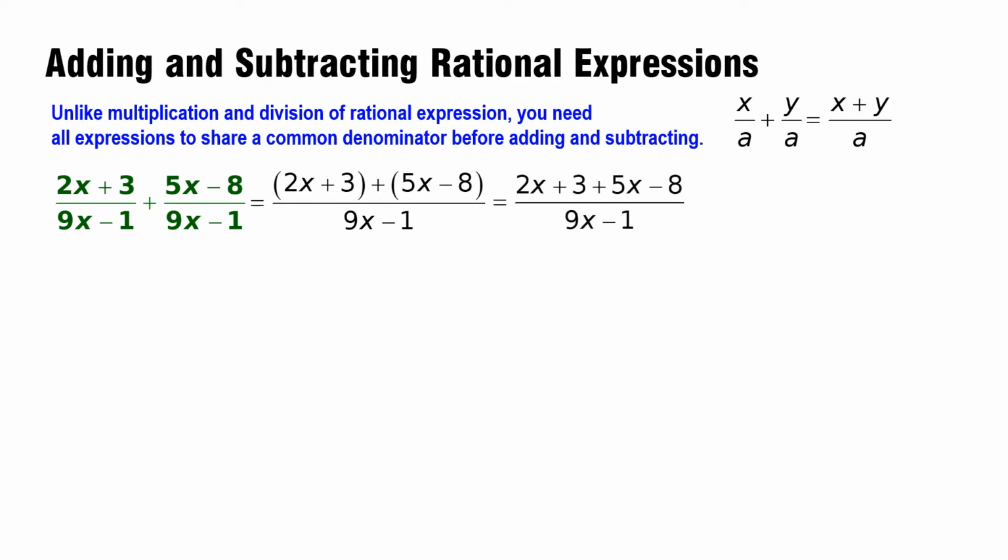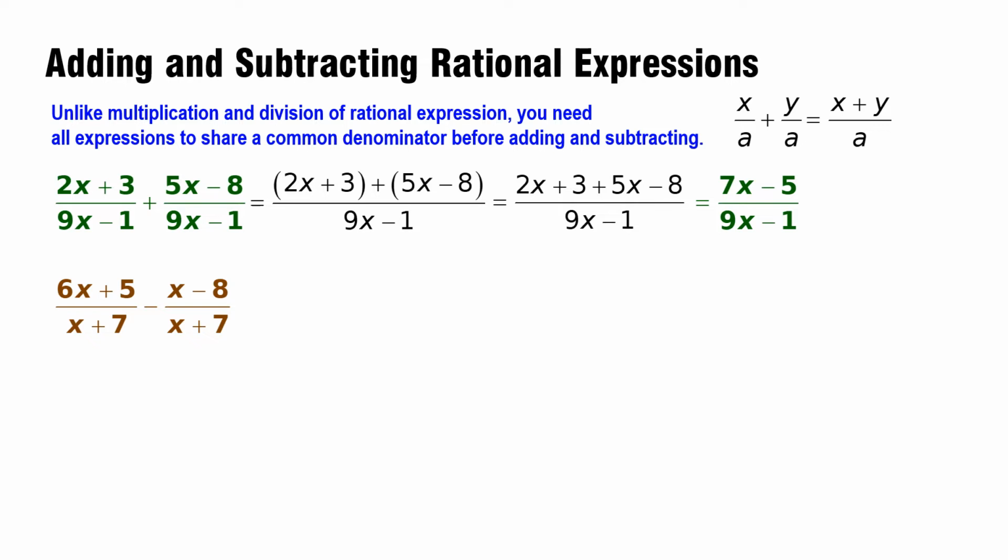And now you combine like terms, where the 2x and the 5x can be merged together, and the positive 3 and negative 8 can be merged together, and we will be left with the quantity 7x minus 5 all over the quantity 9x minus 1. The next two problems are dealing in subtraction.